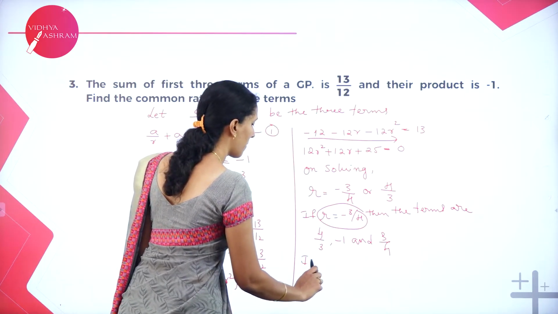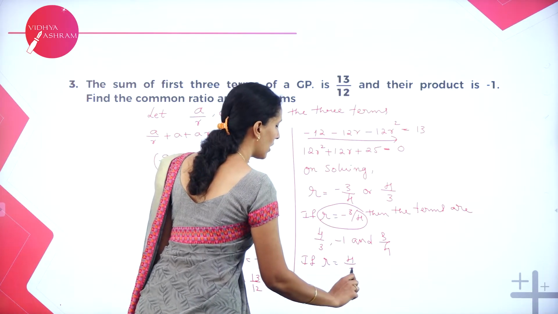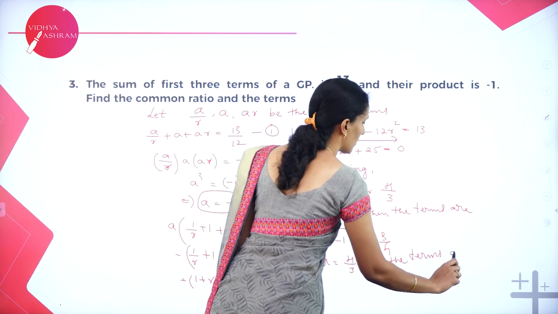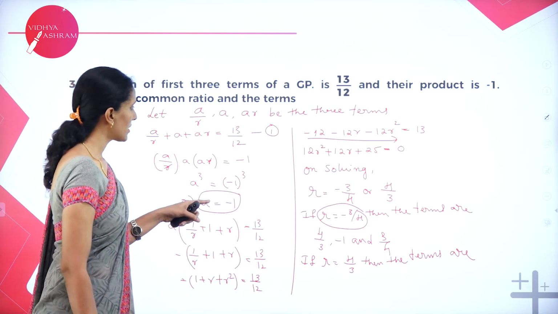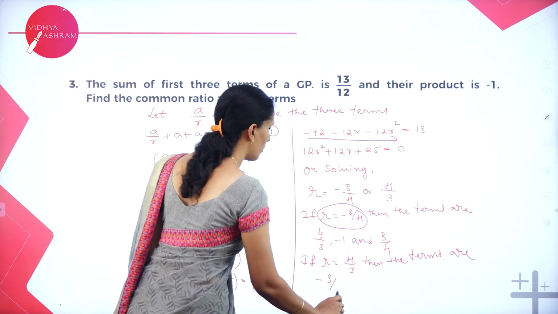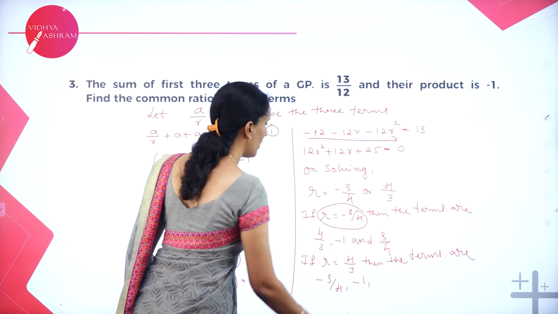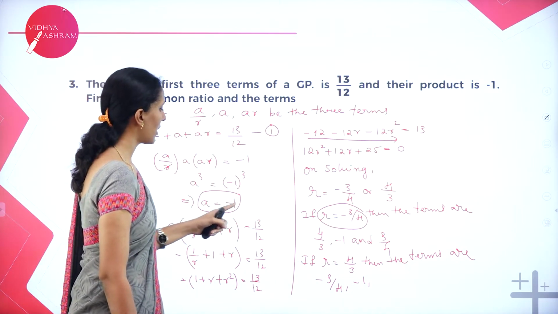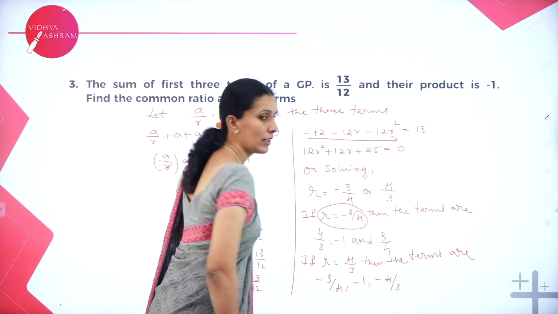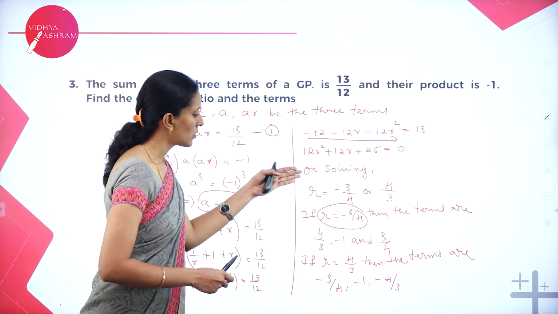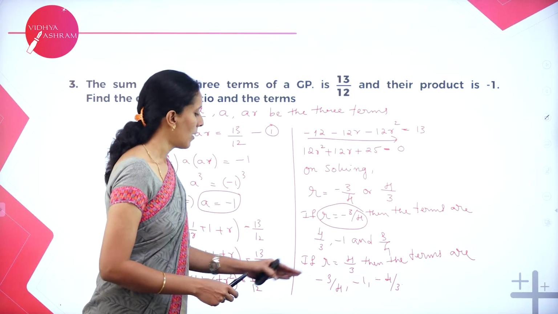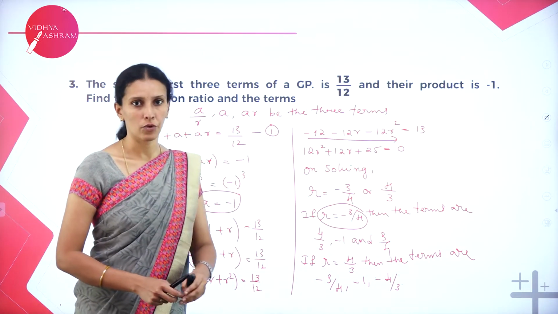So again if R is equal to 4 by 3, then the terms are, we are taking A value as minus 1, R as 4 by 3, minus 1 by 4 by 3 becomes minus 3 by 4, comma, A value is minus 1. Next we have A into R, that is minus 1 into 4 by 3, which is minus 4 by 3. So these are the terms. So we have two cases for R. So based on R, we may get the terms as 4 by 3, minus 1, 3 by 4 or minus 3 by 4, minus 1, minus 4 by 3.